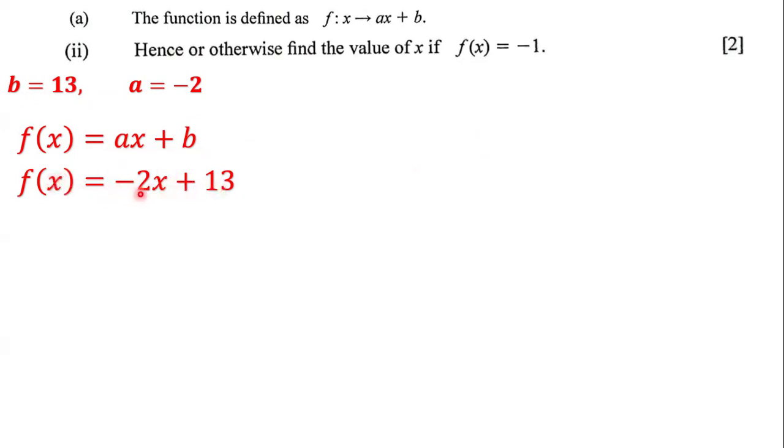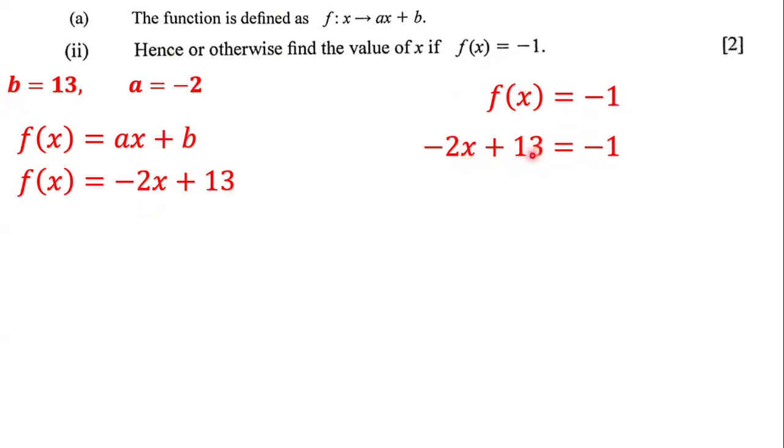So our function f now looks right, and this is great. Now they tell us that f of x is equal to negative 1. But what is f of x? F of x is negative 2x plus 13. So let's put that down: negative 2x plus 13 is equal to negative 1. Now we have a linear equation that we can use to solve for x.